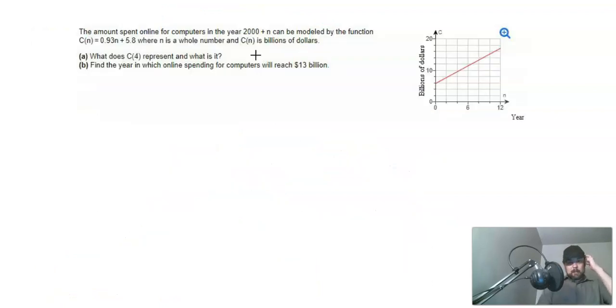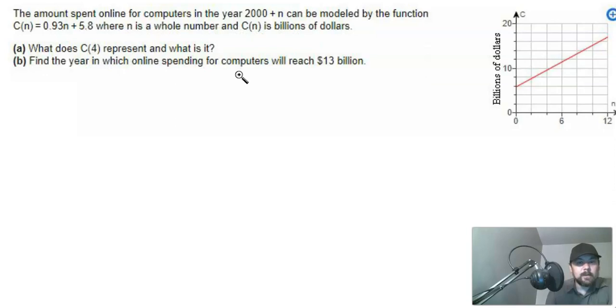Now, what is this last problem about here? And it's really hard to see. I apologize for that. I wonder, can I zoom in? Yes, I can. Okay. So let's zoom in here.